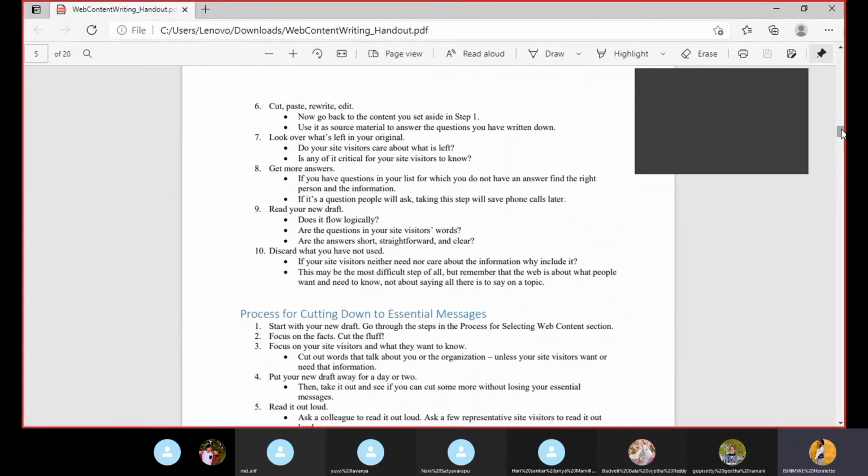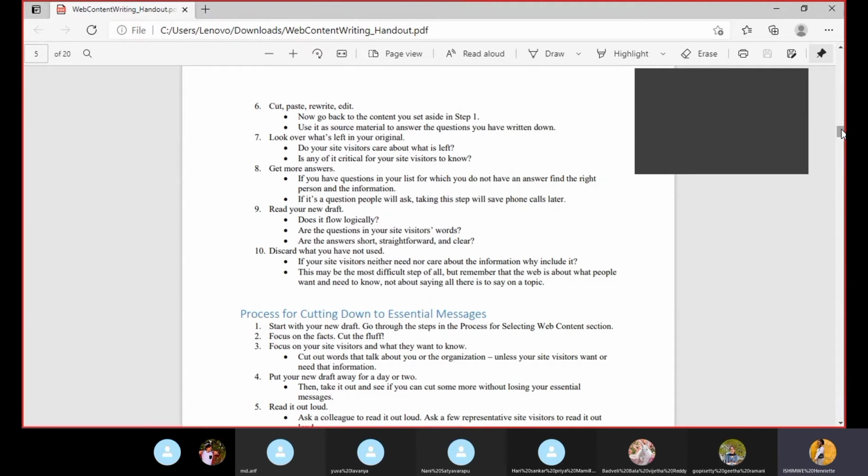And the ninth step is about reading your new draft. Now you have the new draft. Even though it's a new draft, it might have content which is not clear, or other things which are not in order. So now you ask different questions like, does the content I have flow in logical order? Are the questions that I have tried to ask in the visitor's words?